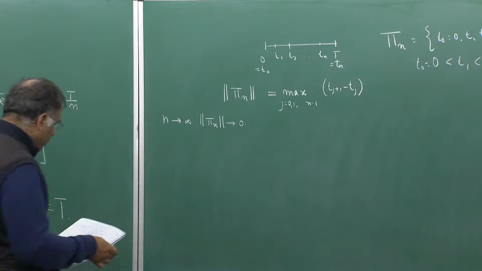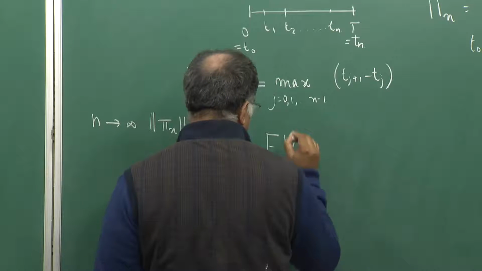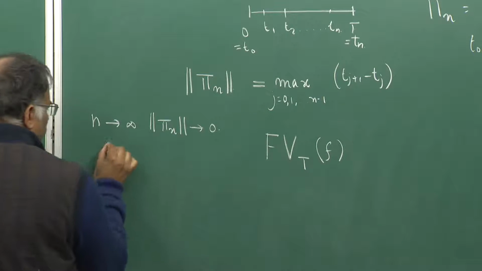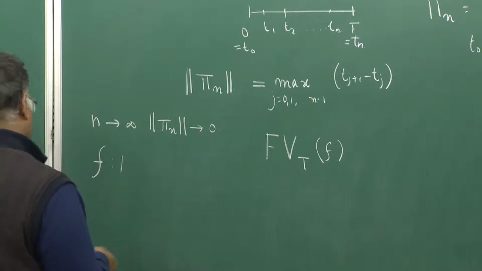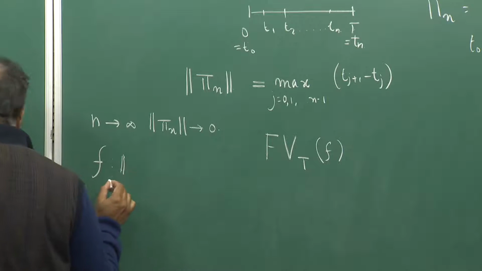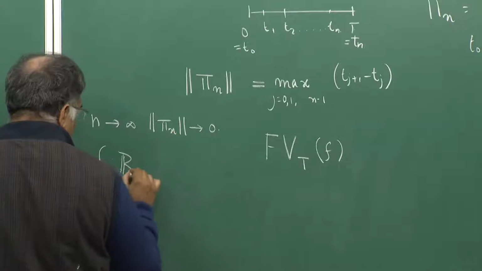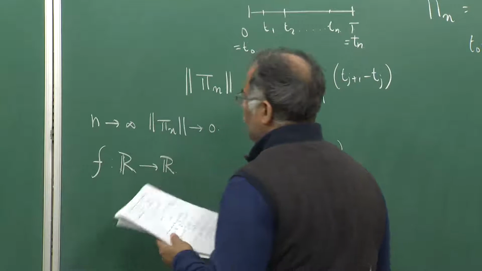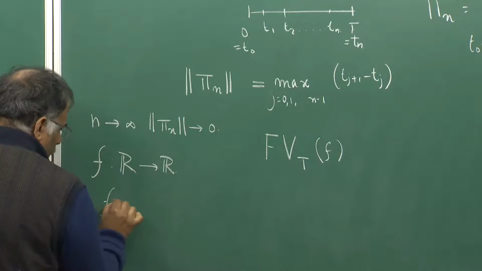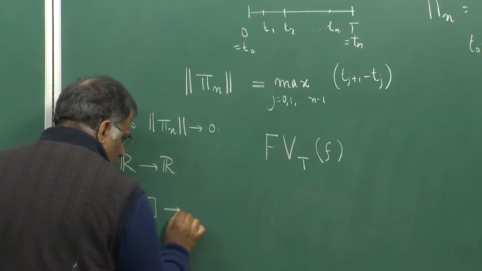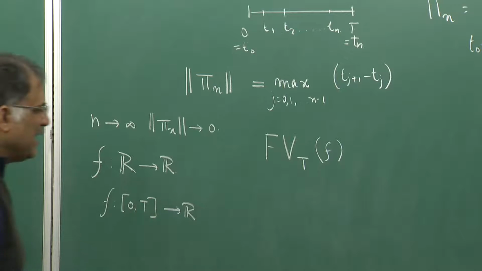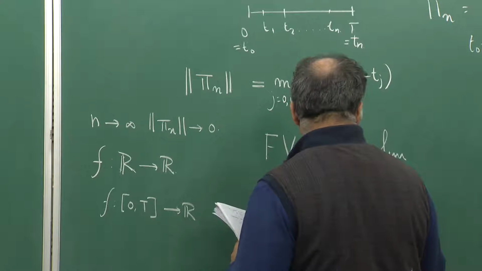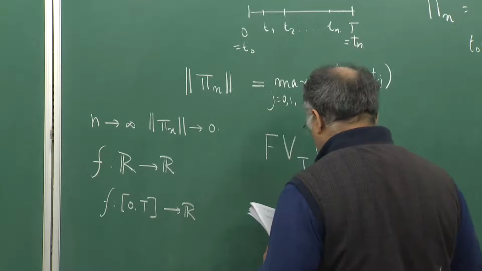Once you make this first observation, you see how simple it is to calculate the first variation. The first variation of a function f over the time interval 0 to t, where f is continuously differentiable. You take a function f from R to R, because W as a function of t is a function from R to R for each sample path. Or from 0 to t to R, it does not matter. I am only bothered about this part, not the function's behavior elsewhere, because then I can simply write this as the limit as n tends to infinity, which is the same as saying that the norm of pi n goes to 0.